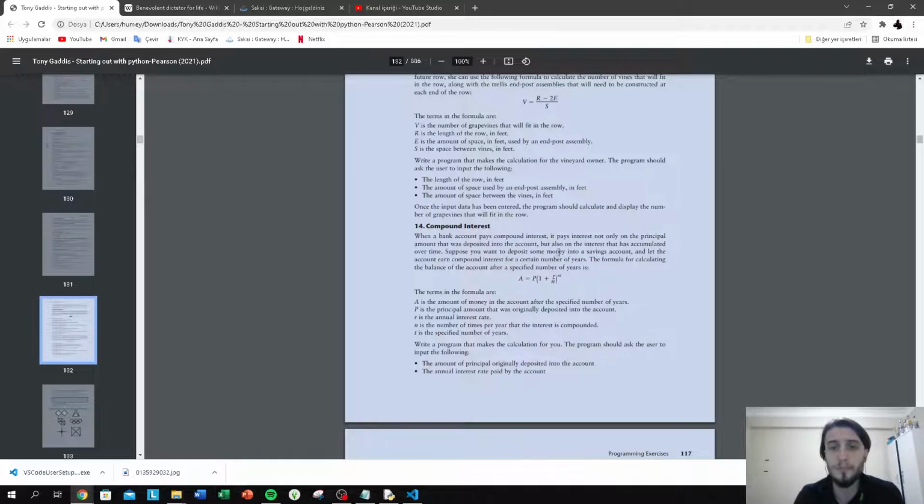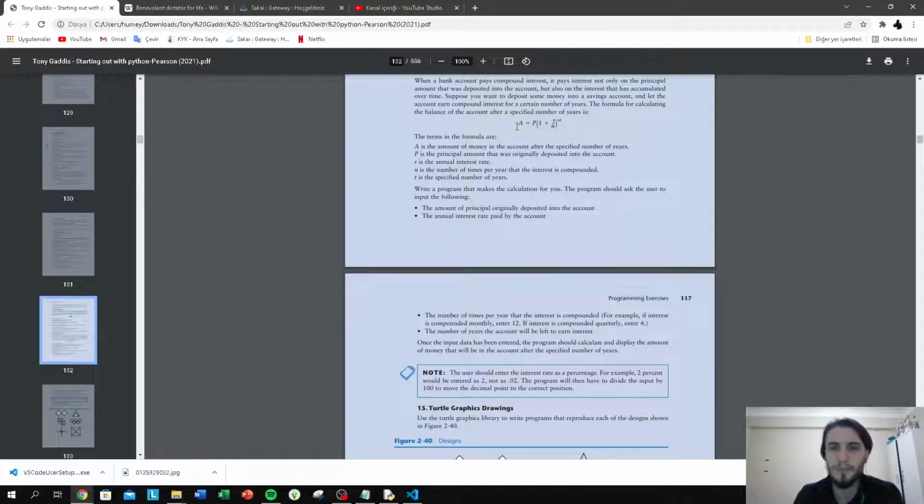Suppose you want to deposit some money into a savings account and let the account earn compound interest for a certain number of years. The formula for calculating the balance of the account after a specified number of years is, I'm not going to read this formula. The terms in the formula are: A is the amount of money in the account after a specified number of years, P is the principal amount that was originally deposited into the account, R is the annual interest rate, N is the number of times per year that the interest is compounded, T is the specified number of years.